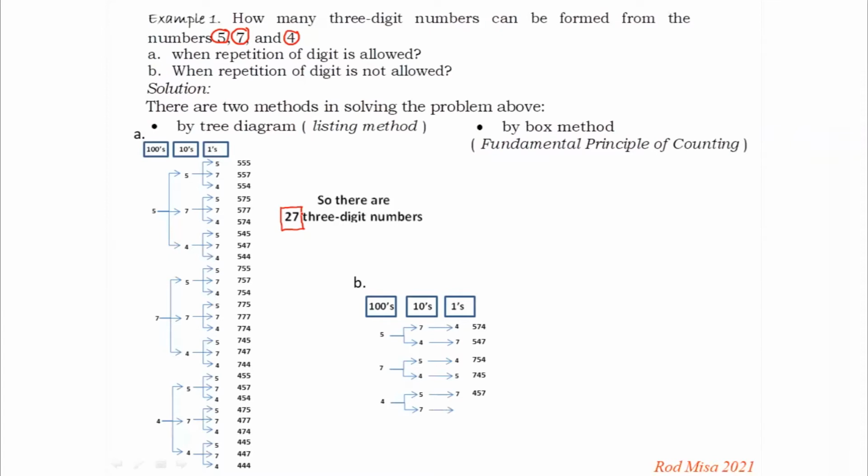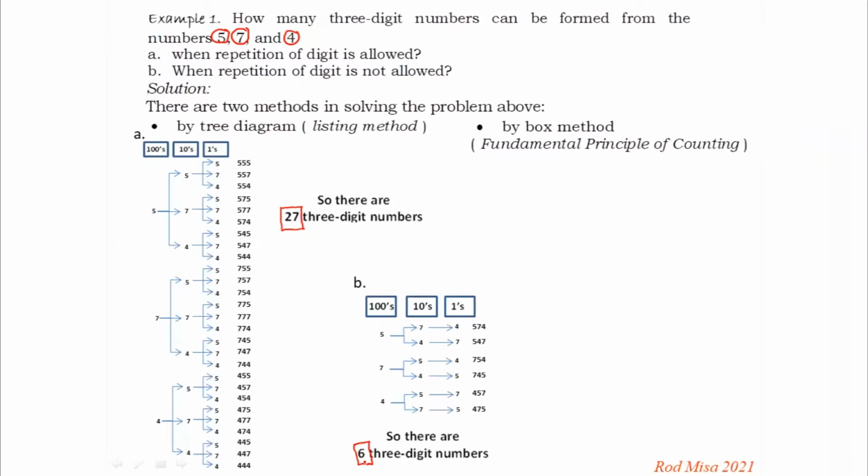And if I have 4 in the hundreds place and 7 in the tens place, I have only one choice in the ones place, which is 5. So the number is 475. So if you count how many 3-digit numbers we can form from the digits 5, 7, and 4, we have only 6 3-digit numbers.